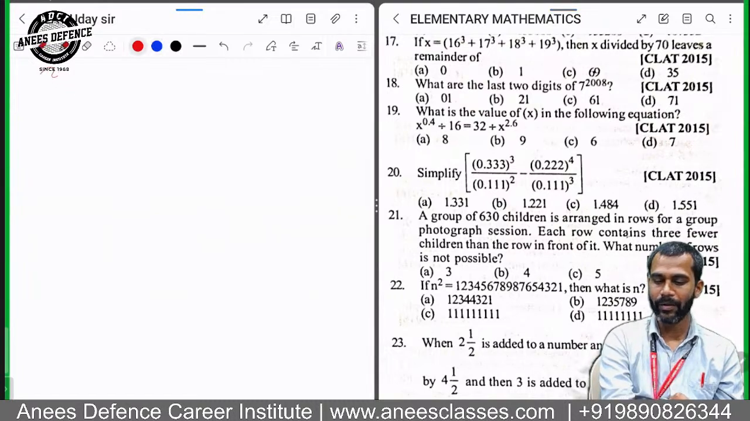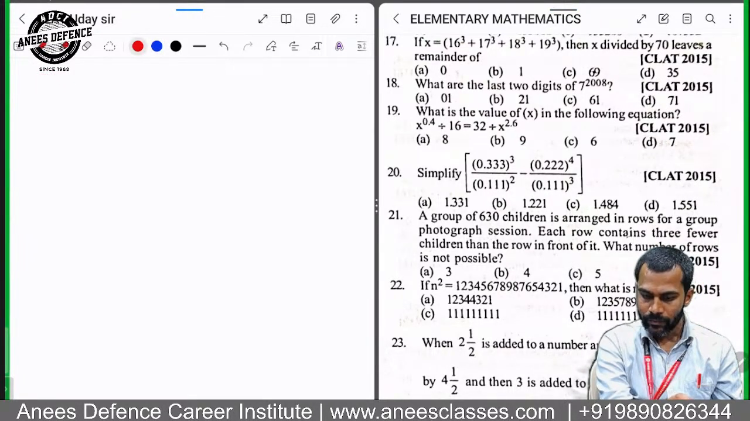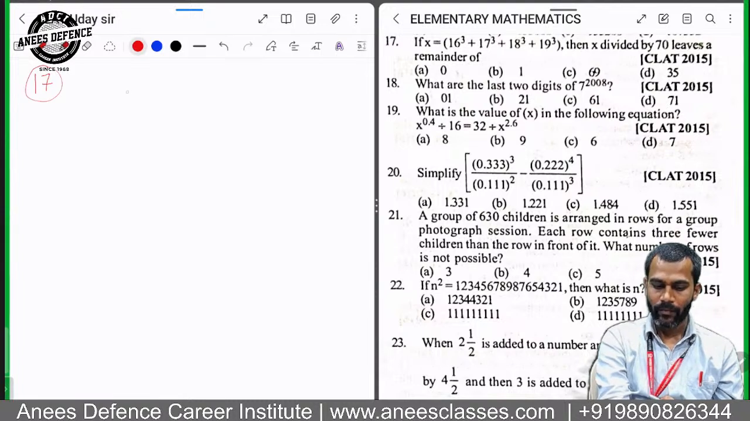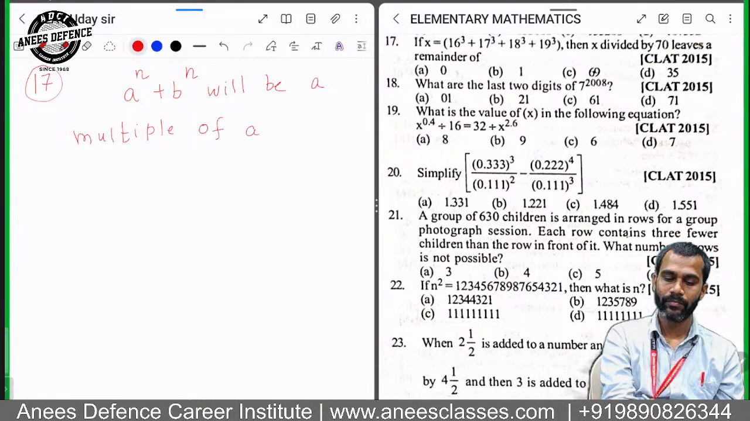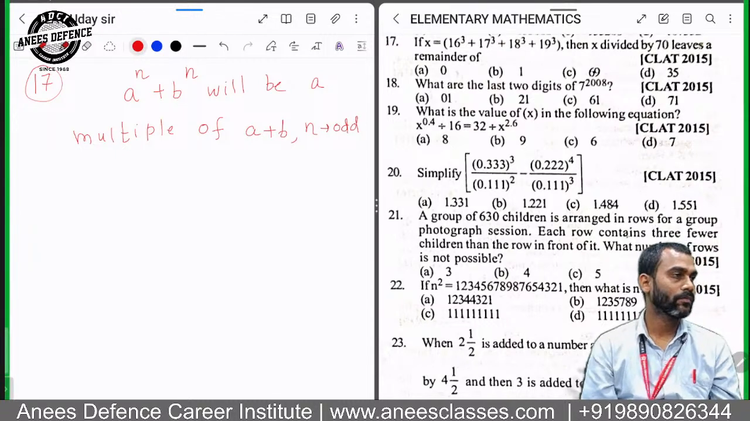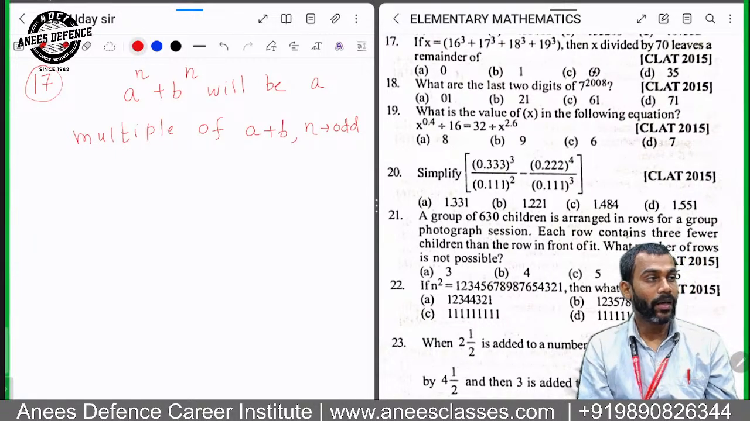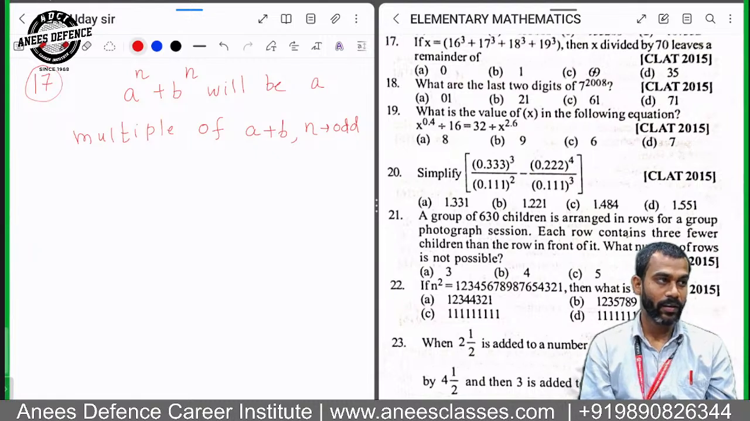See, always remember question number 17. A to the power n plus b to the power n will be a multiple of a plus b if n is an odd number. This is the rule. A cube plus b cube, a plus b, a raised to 5.